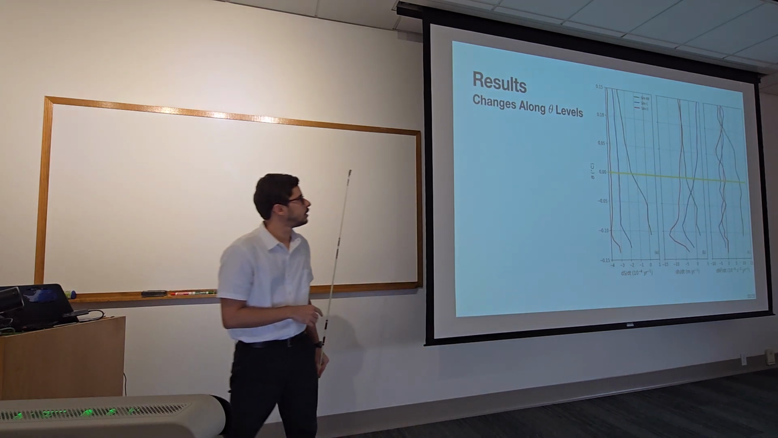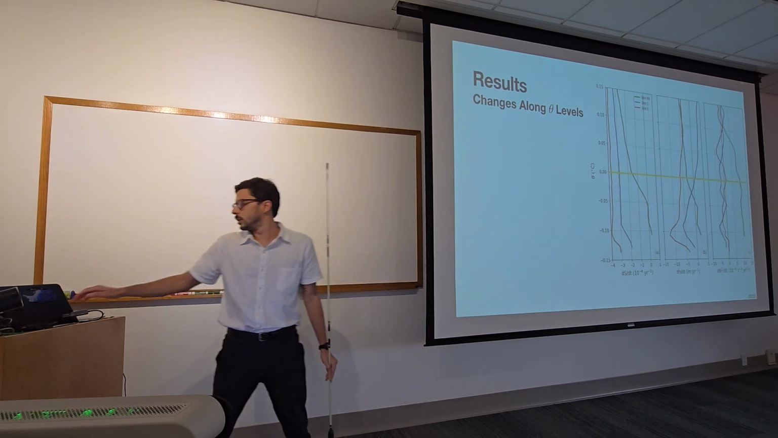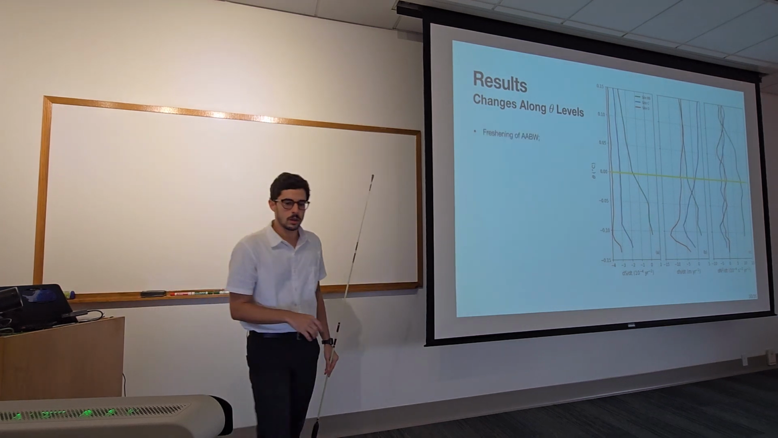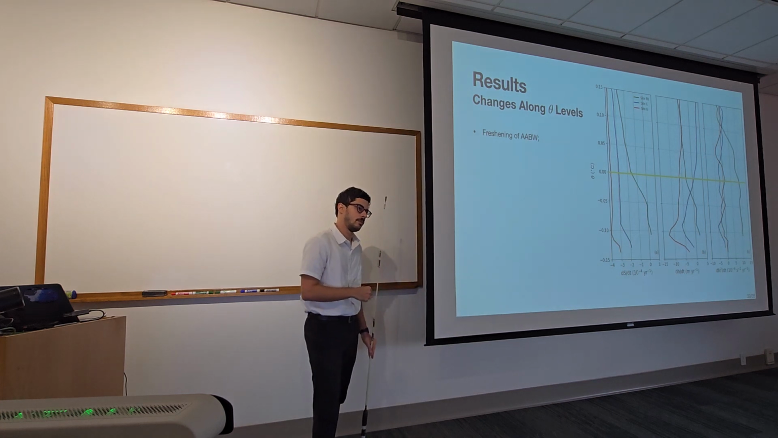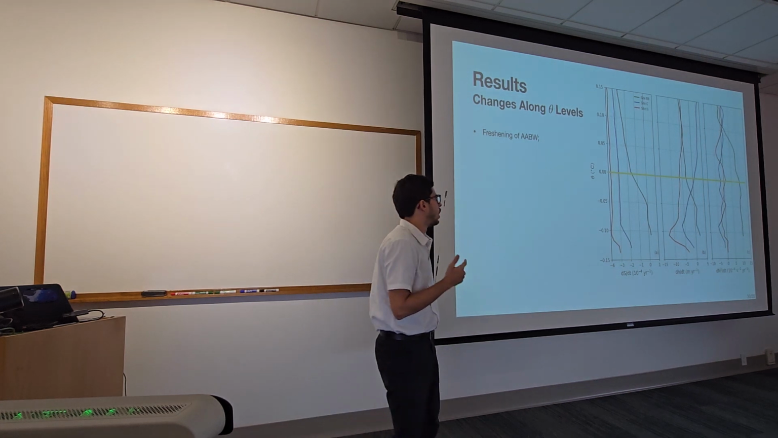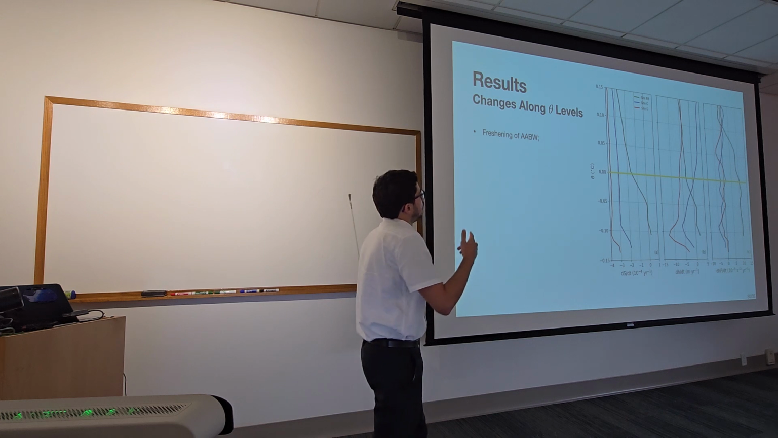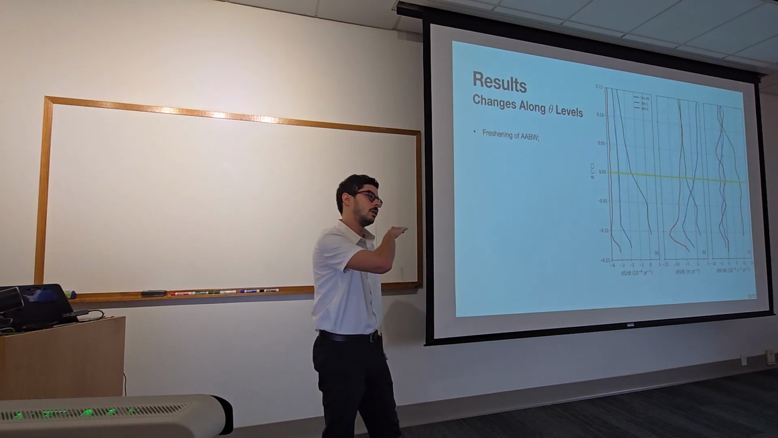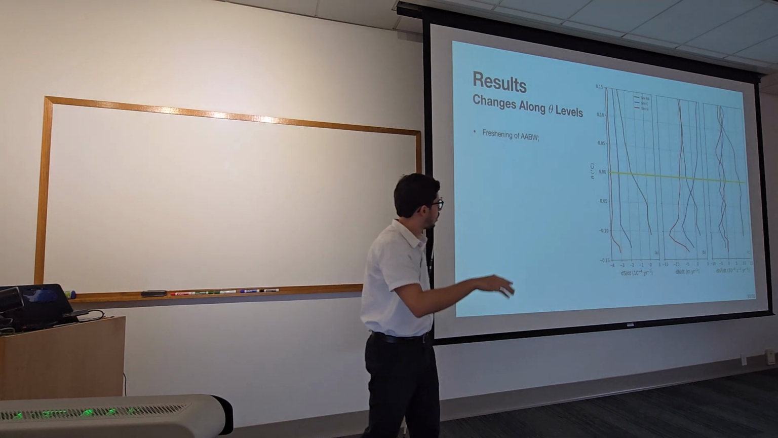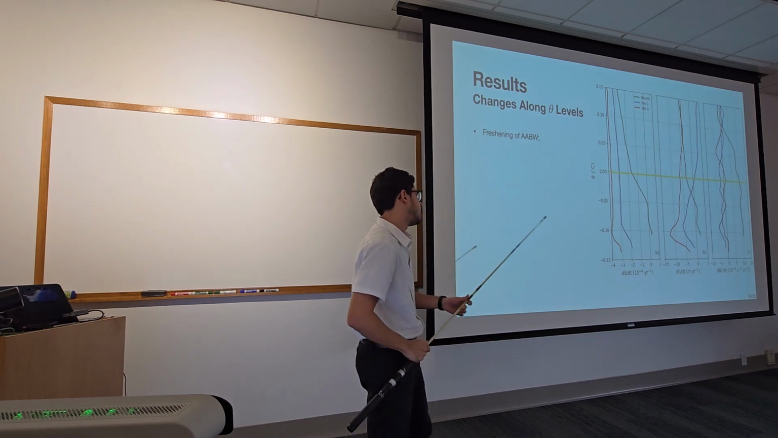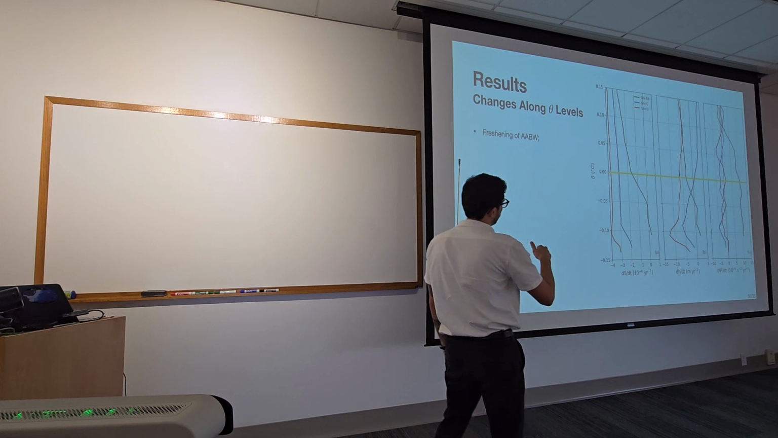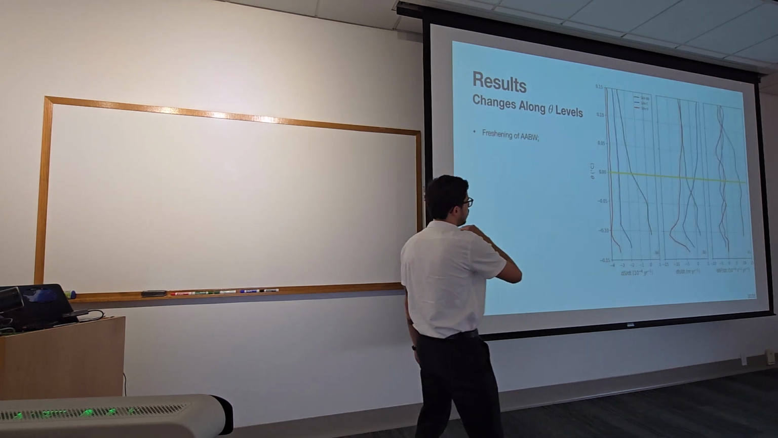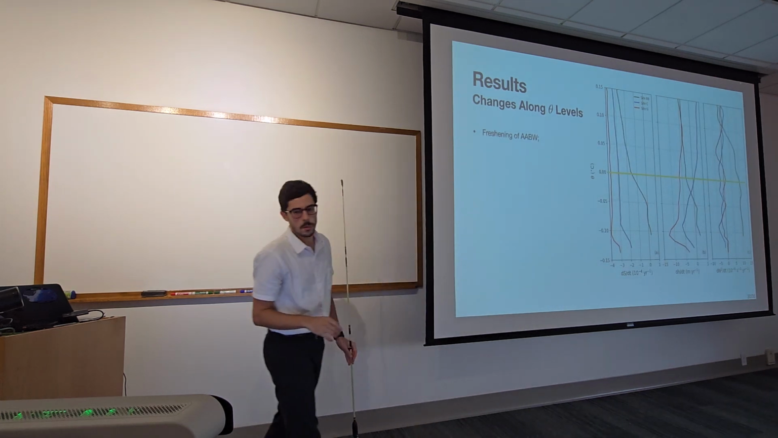So, analyzing the first panel, what we notice is a freshening of the AABW, and it was already expected, because if you remember, we have a warming trend in all sites following pressure levels. So it is expected that this warming trend leads to a freshening following temperature levels.